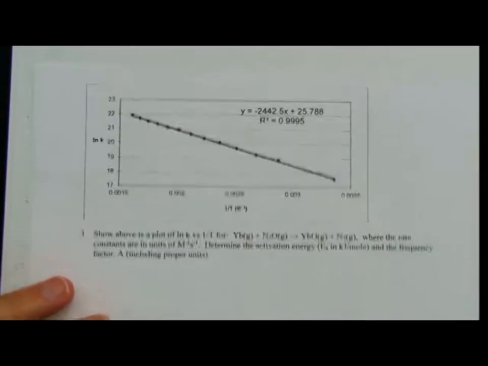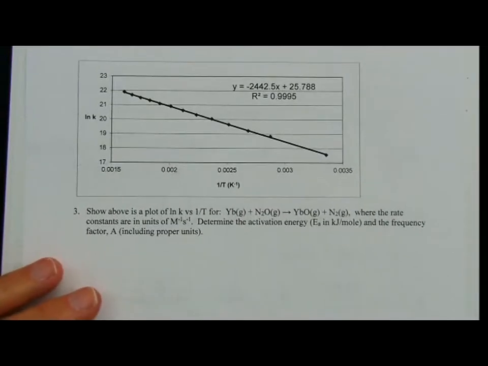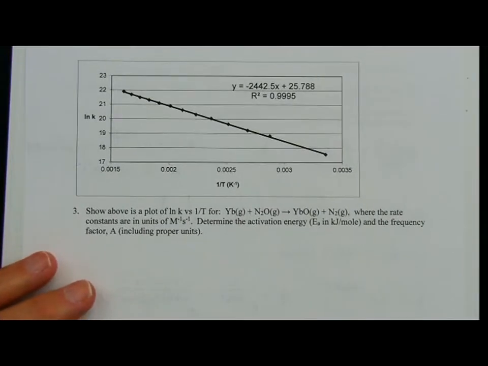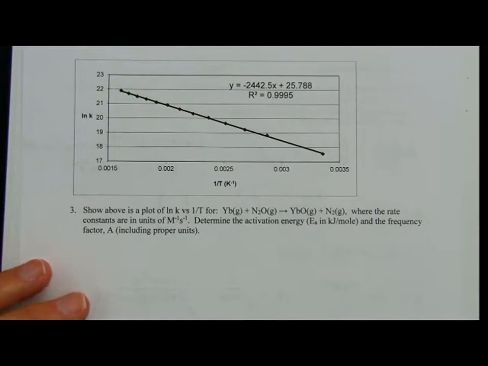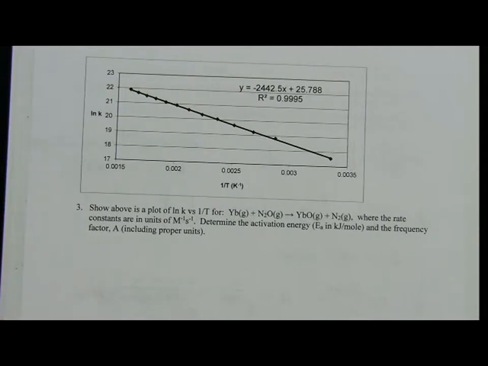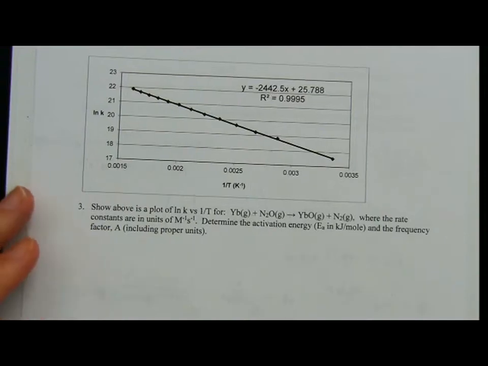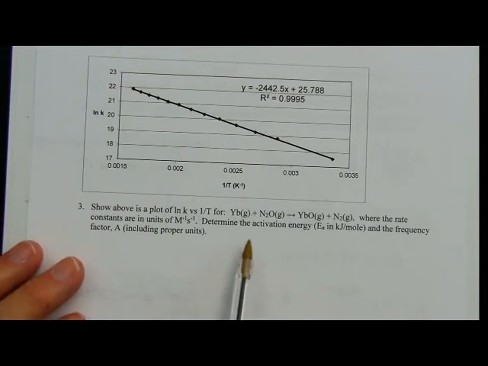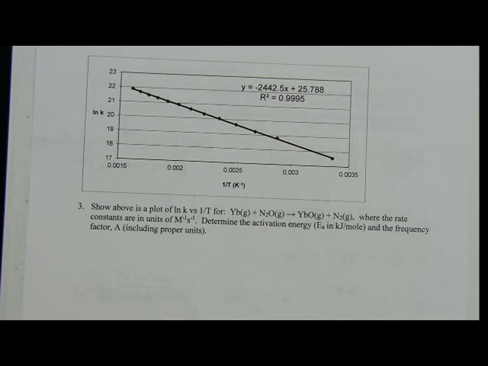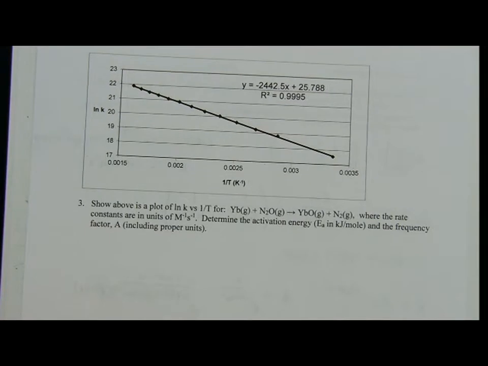Here is the plot for ytterbium with N2O, and it's a plot of log K versus 1 over T. You can go over to the library and look this plot up somewhere. What is the activation energy and the frequency factor, if you're given a plot like that?